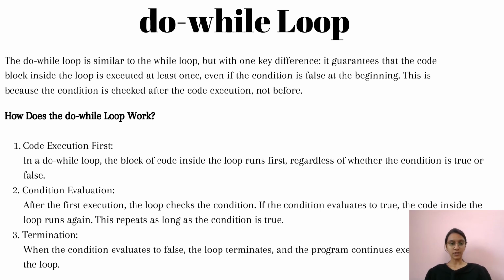After the first execution, the loop checks the condition. If the condition evaluates to true, the code inside the loop runs again. This repeats as long as the condition is true. Termination. When the condition evaluates to false, the loop terminates and the program continues to execute after the loop.